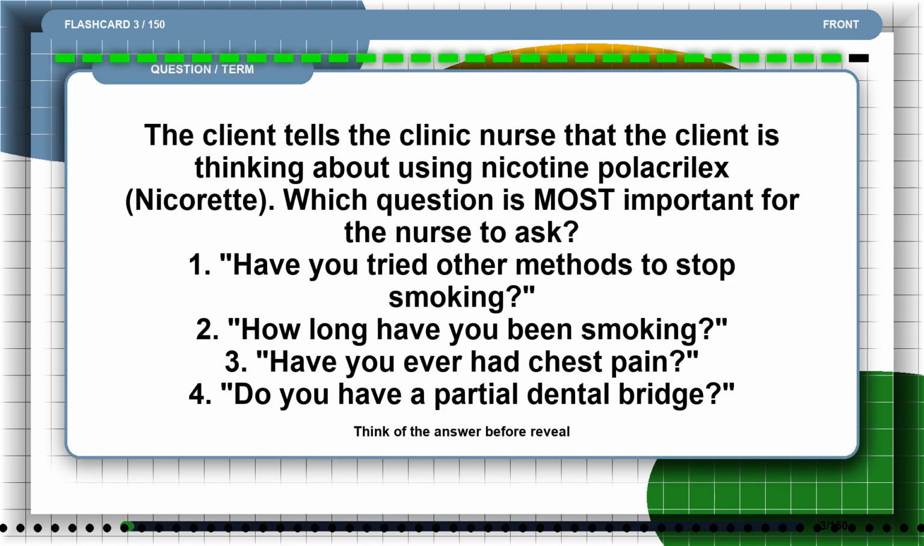Flashcard 3. The client tells the clinic nurse that the client is thinking about using nicotine polacrilex, Nicorette. Which question is most important for the nurse to ask? 1. Have you tried other methods to stop smoking? 2. How long have you been smoking? 3. Have you ever had chest pain? 4. Do you have a partial dental bridge? Think of the answer before the reveal.